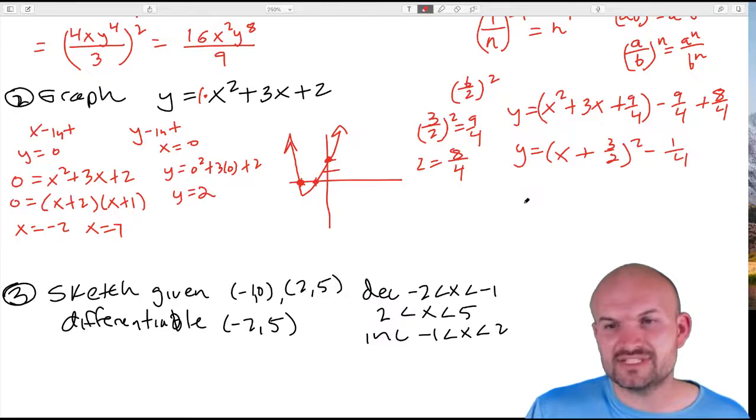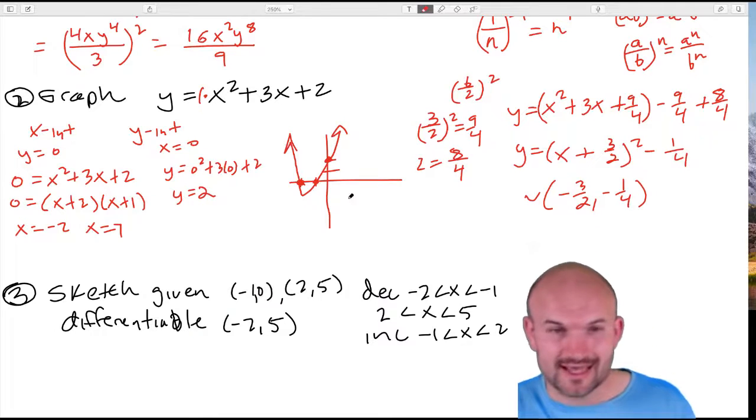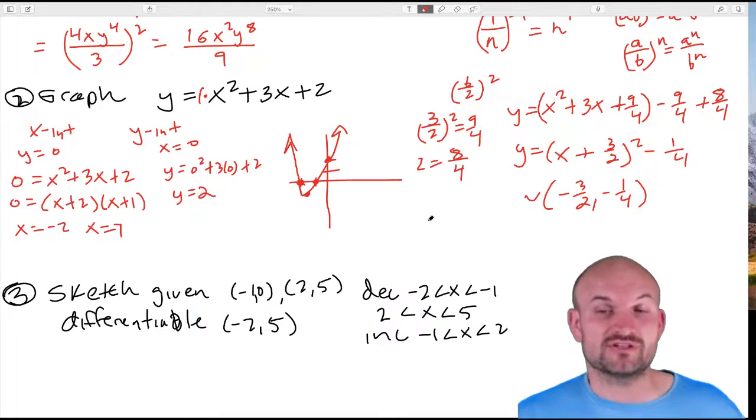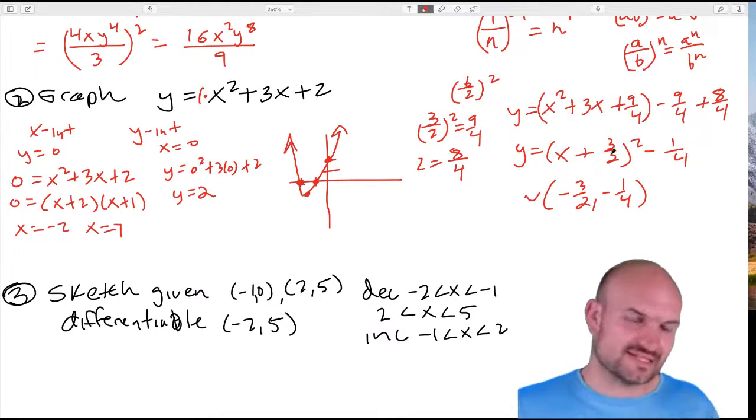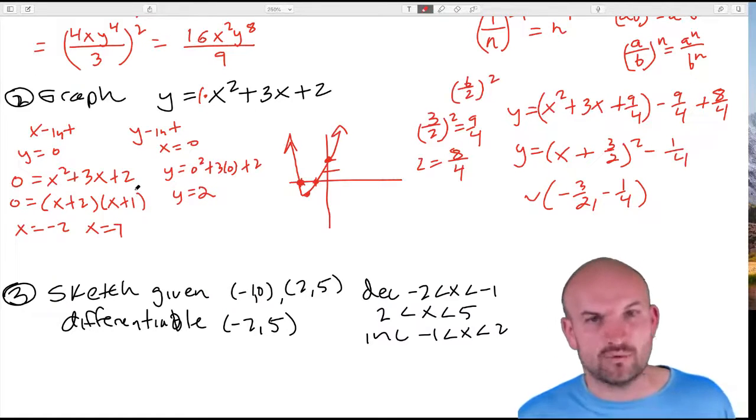Now you can see that my vertex is going to be -3/2, -1/4. And you could go ahead and graph this. If you look at my graph, that kind of makes sense: -3/2, down -1/4. So it looks like my graph is going to be relatively good. The problem with this is it doesn't give you those x and y intercepts like the other equation did. So it really just depends on what you need to do.